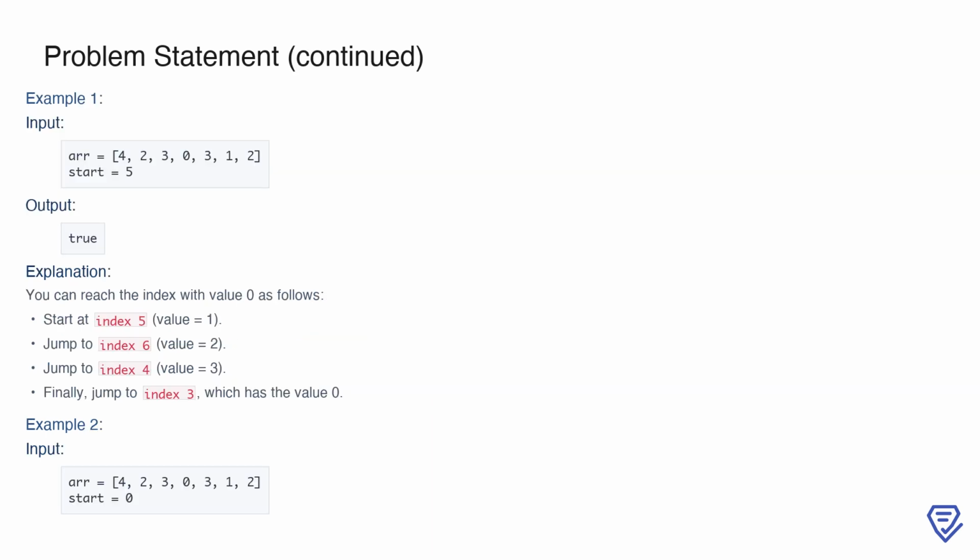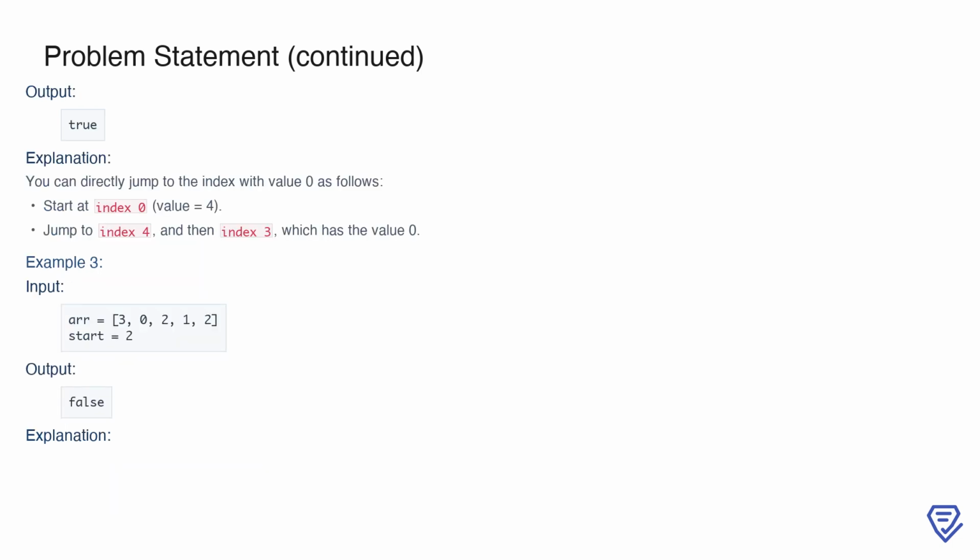In the first example, the input array is 4, 2, 3, 0, 3, 1, 2, and the starting index is 5. The output is true, meaning it is possible to reach an index with the value 0. Here's how: starting at index 5, which has the value 1, you can jump to index 6. From index 6, which has the value 2, you can jump to index 4. At index 4, the value is 3, and jumping from here leads you to index 3, where the value is 0. Since we've reached an index with the value 0, the output is true for this example.